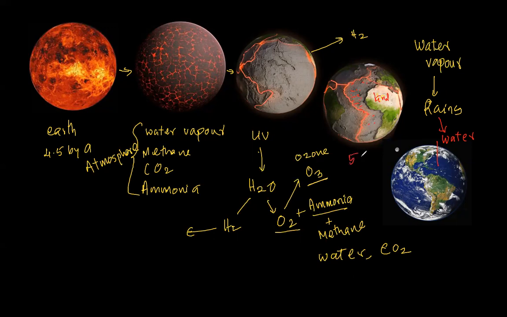And life appeared 500 million years after the formation of the Earth. These numbers you have to memorize. That means 500 million years after the formation of the Earth, the first forms of life appear. So if you count from today backwards, 4 billion years ago, life appeared. 500 million years after the formation of the Earth, and from today, 4 billion years back, the first forms of life appeared.